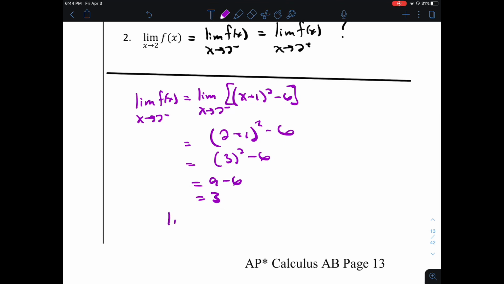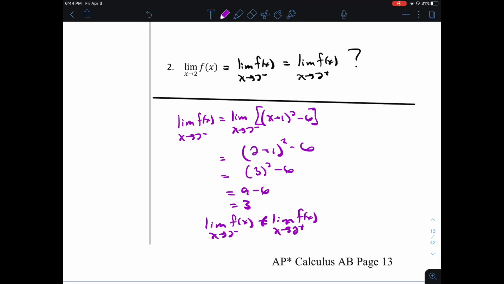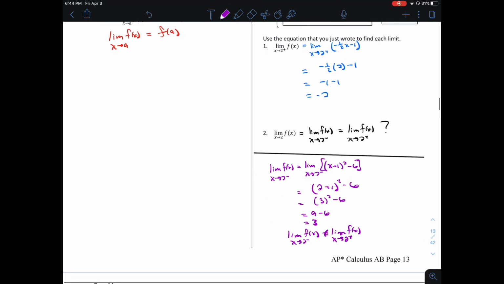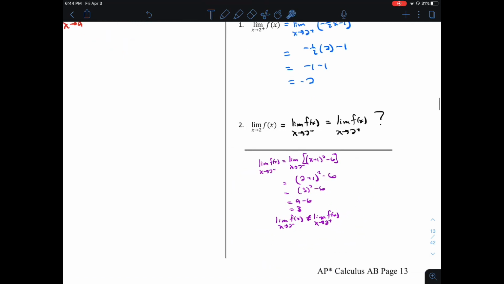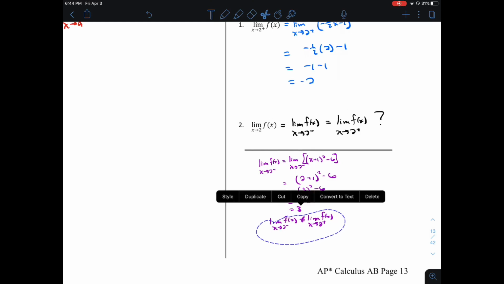So we ask ourselves the question again, is the limit of f of x as x approaches 2 from the left equal to the limit of f of x as x approaches 2 from the right? And the answer is no. It is no, because we found up here that if you approach from the right, you get -2, and then down here, if you approach from the left, we get +3. Those are clearly different numbers.